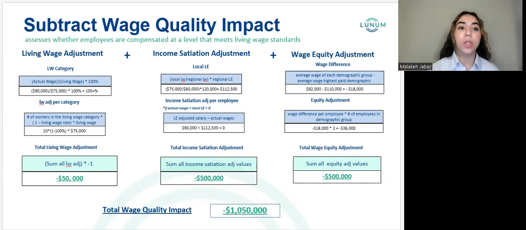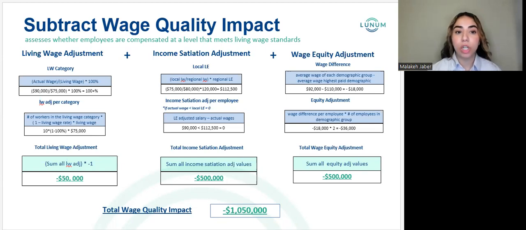Now that we've calculated the living wage adjustment, we can move on to the income satiation adjustment. Like I mentioned, income satiation is associated with happiness, and essentially, if you're earning enough in terms of salary. When we're looking at the income satiation adjustment, we're taking that concept in mind, but we're calculating to determine who is earning in excess of that living wage, the income satiation point. So essentially determining how many employees are earning above that point and how much that figure is.